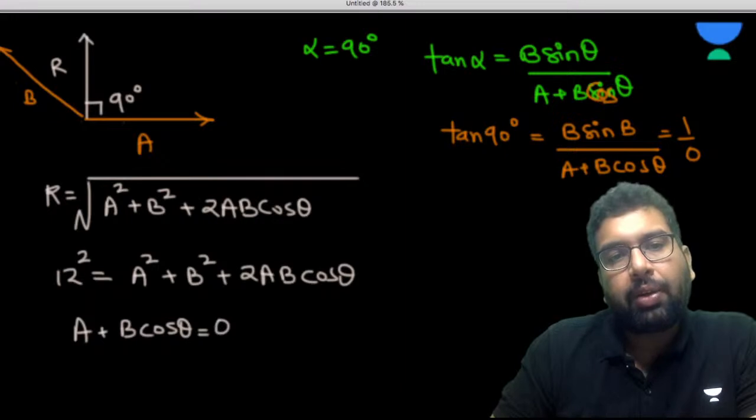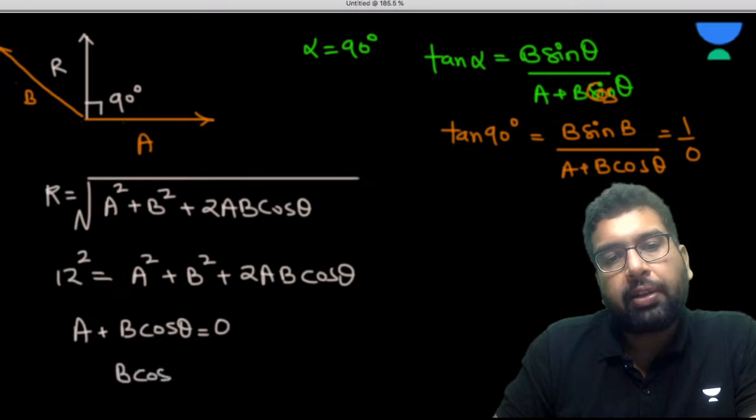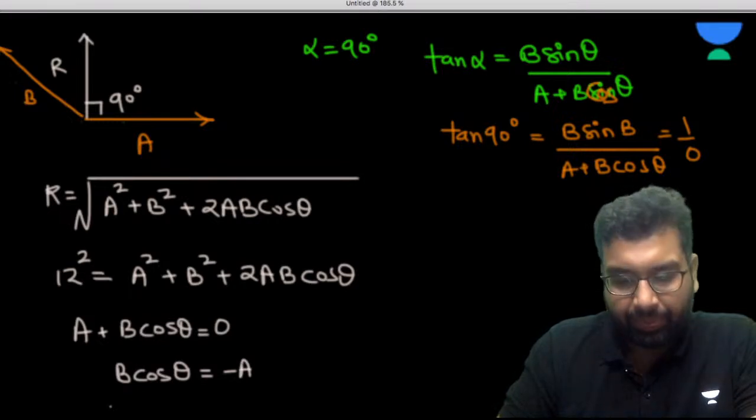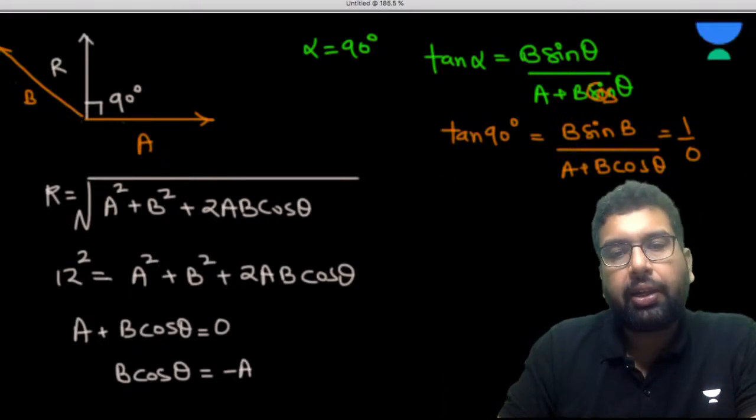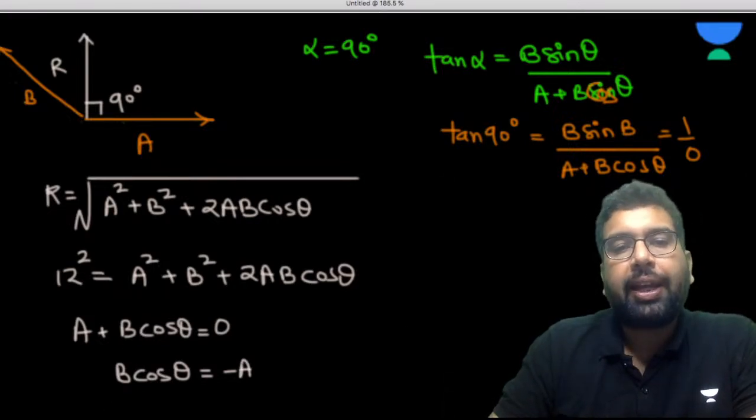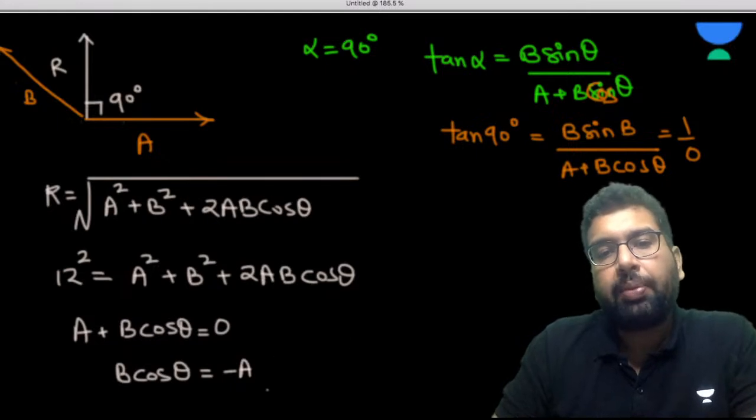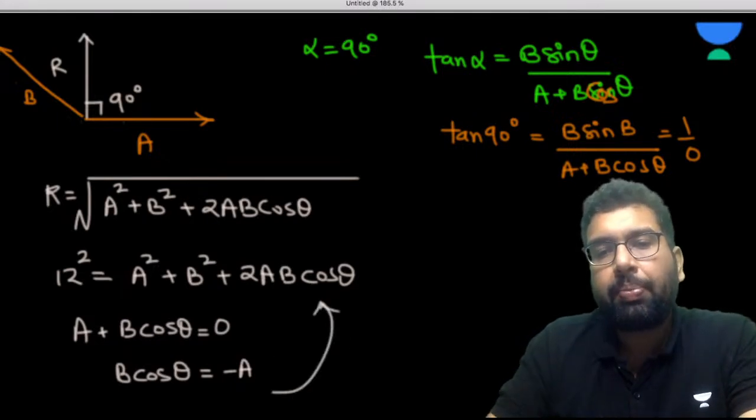A plus B cos theta is going to be 0. So from here we can write B cos theta is equal to minus of A. Do you agree to it? Yes, sir. Now what can we do, sir? We can put this back here.